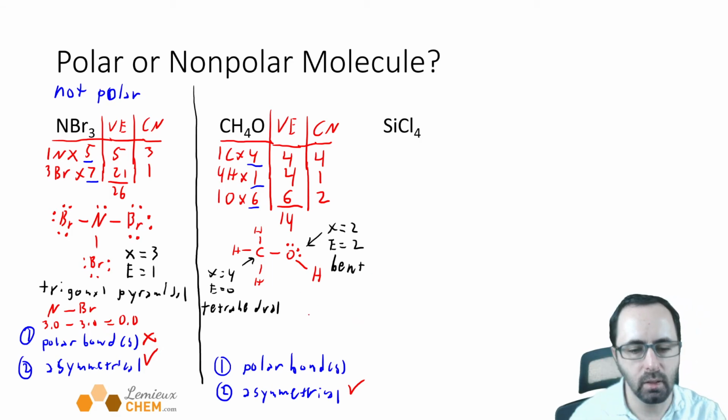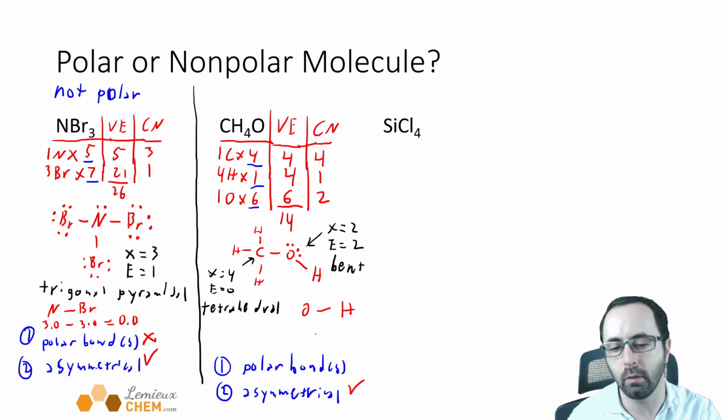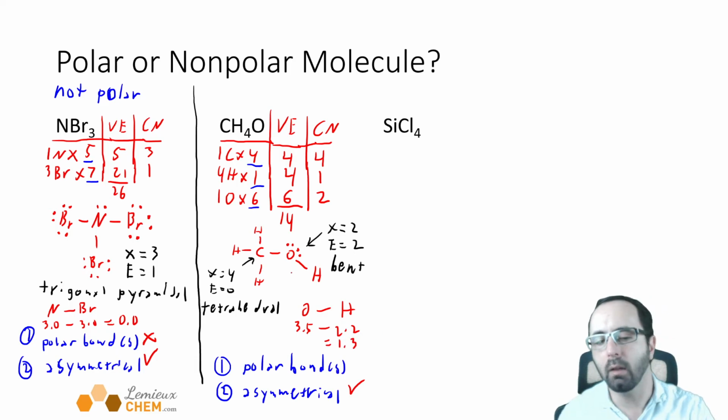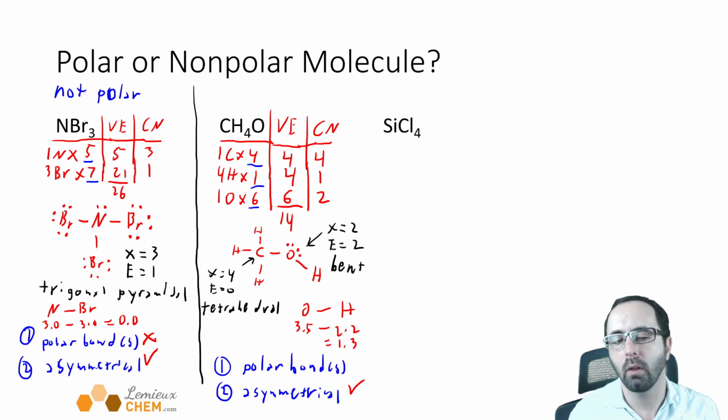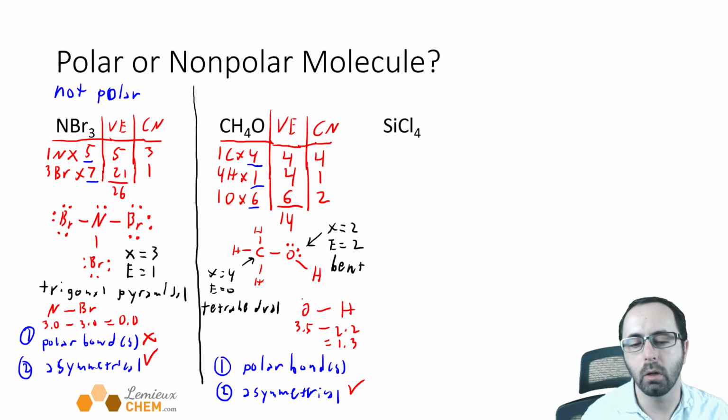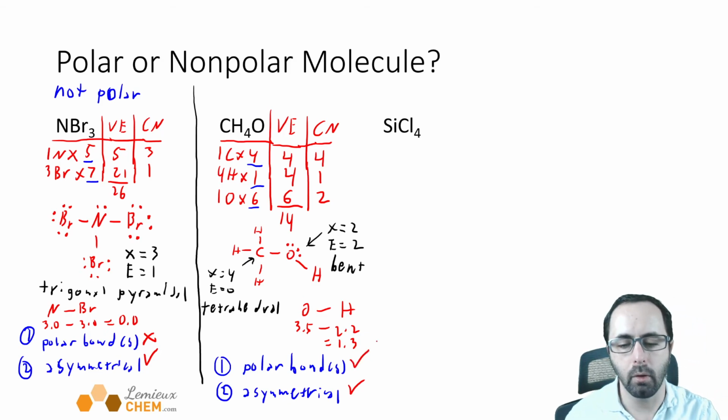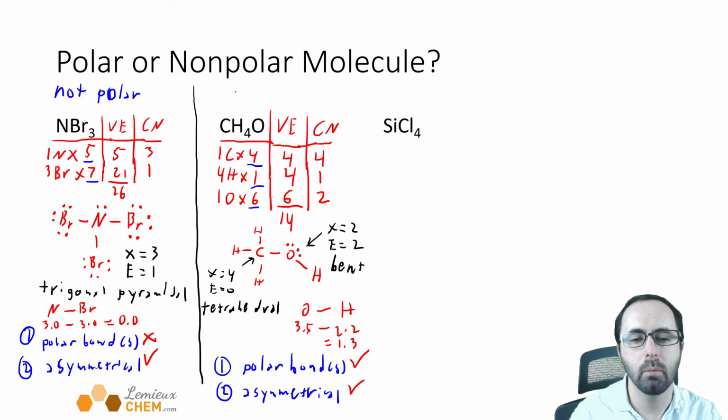And I'll just tell you here, and you should be able to figure this out for all of them, but the oxygen-hydrogen bond is super polar. The electronegativity for oxygen is 3.5, and for hydrogen it's 2.2, so the difference is 1.3. So the oxygen-hydrogen bond is polar. The carbon-oxygen bond is also polar. We've got at least one polar bond though, so we are meeting both conditions. Here, this molecule is polar.